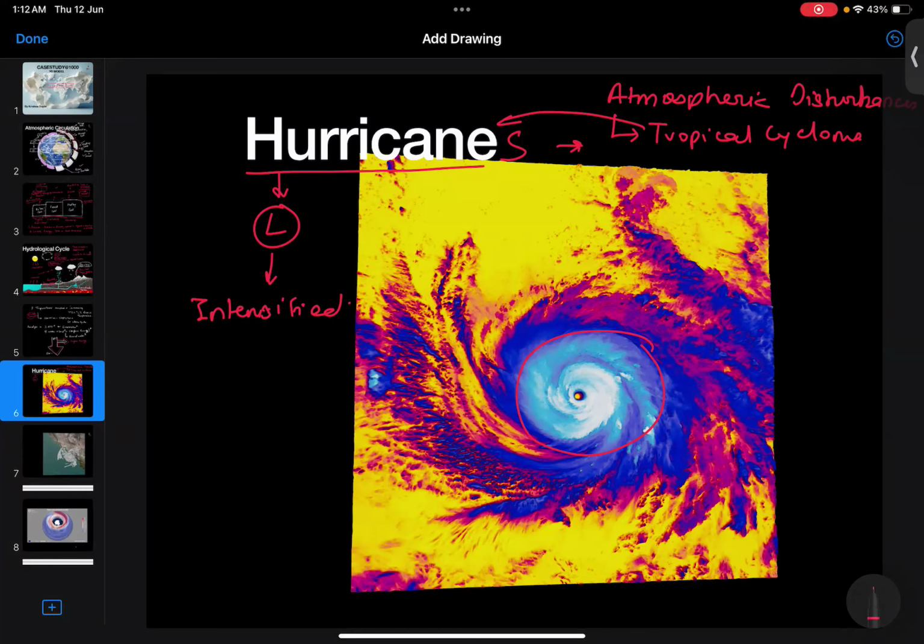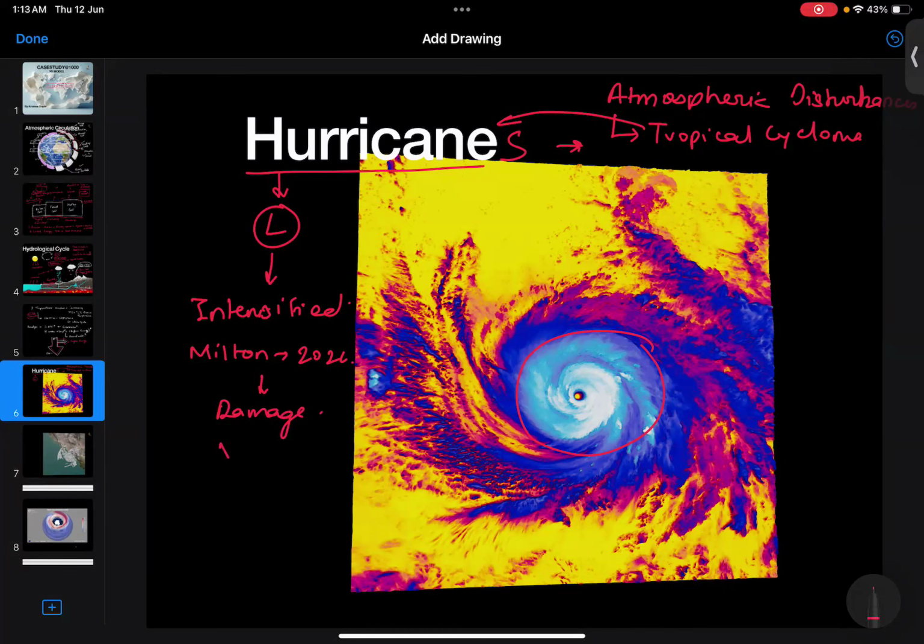For example, the recent hurricane which occurred is called Hurricane Milton, which occurred in 2024. This was quite a devastating hurricane, because we will see that these tropical cyclones are very disturbing. They are causing higher damage.